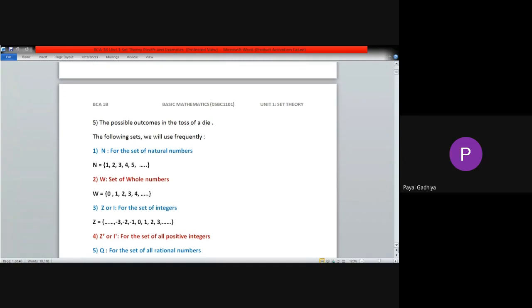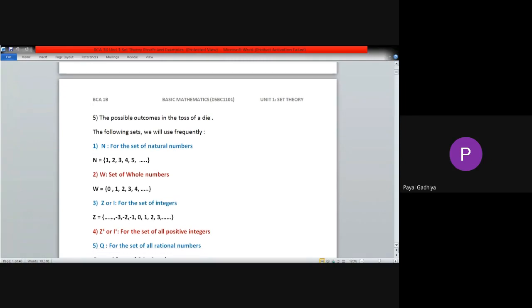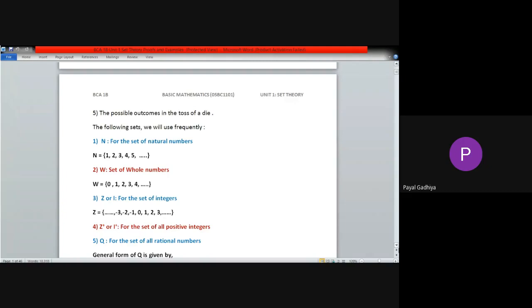Now this is set Z plus, or you can say I plus. This will be all positive integers. It will not contain negative numbers. So all positive numbers means 0, 1, 2, 3, 4, 5.